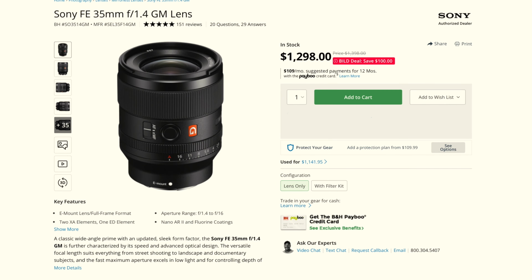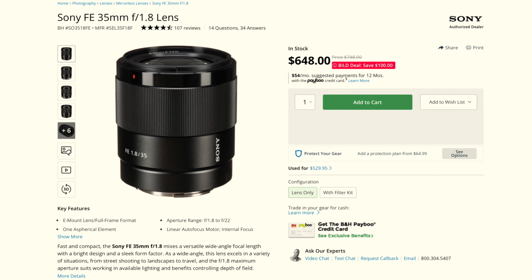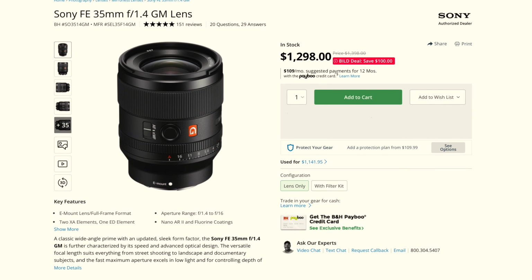Now, I know Sony also makes the 35mm f1.4 G Master. That lens goes for $1,400 as well, but that lens suffers from some focus breathing issues that this 35 f1.8 doesn't have. So a lot of people actually prefer to use the 35 f1.8 for video versus using the 35 f1.4, just because it has a little bit quieter autofocus and less focus breathing too.